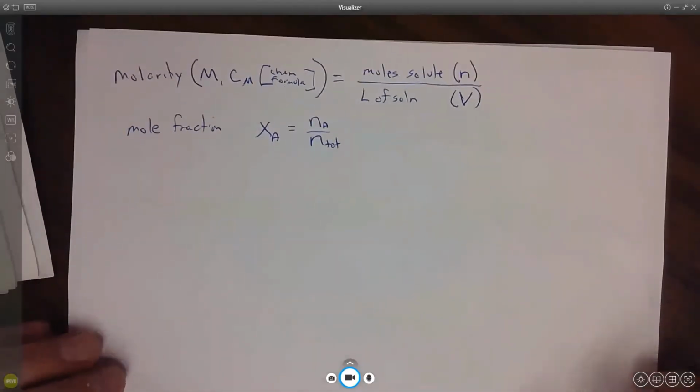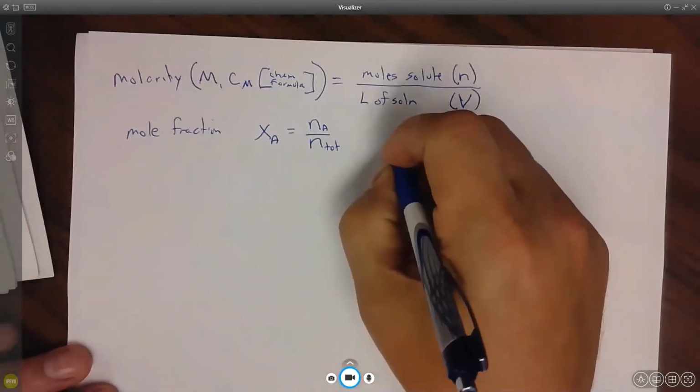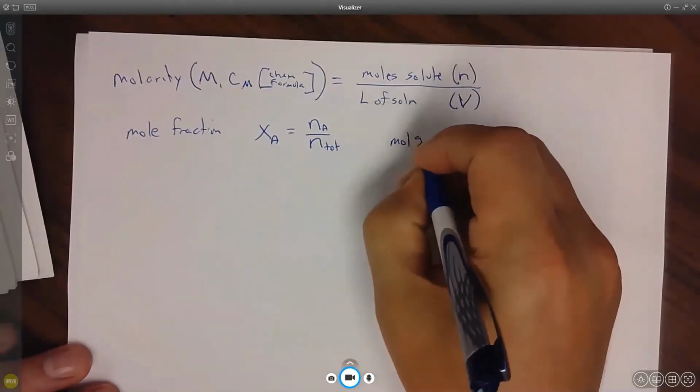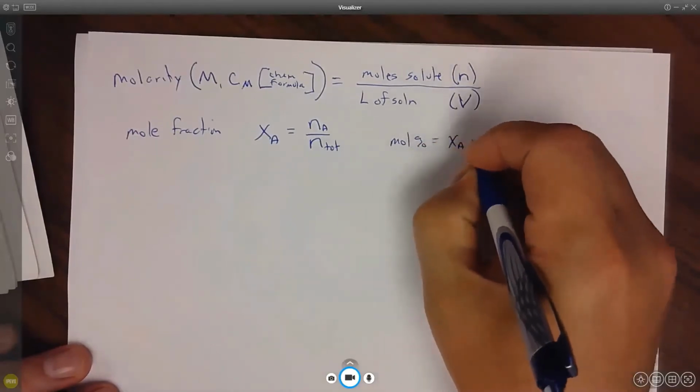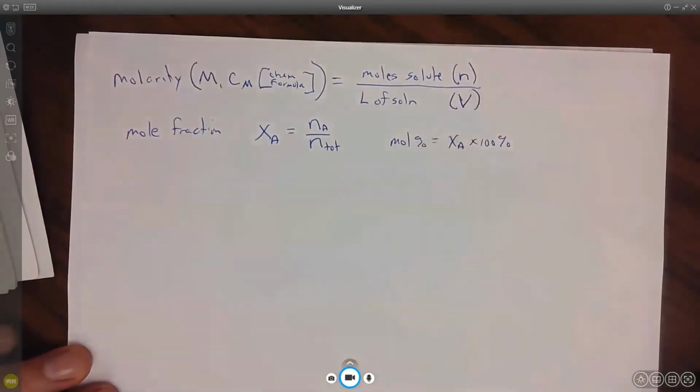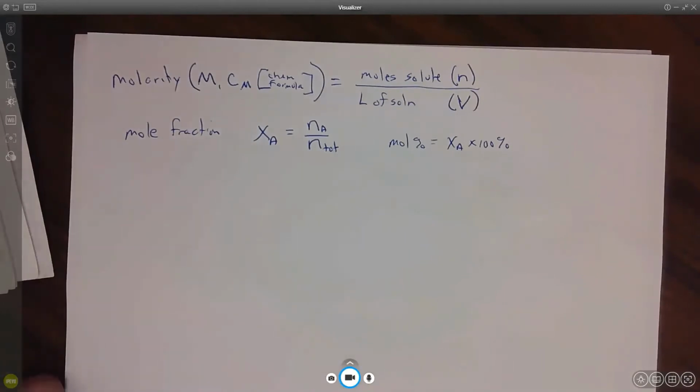So there we have mole fraction. Then another is mole percent. So for mole percent, all you're going to do is take the mole fraction and multiply that by 100%. That's normally what we have with percentages.